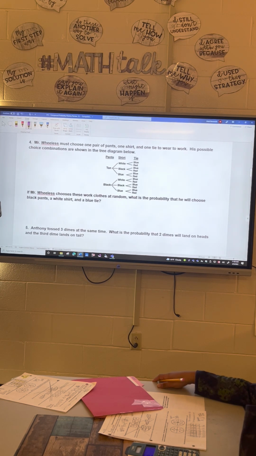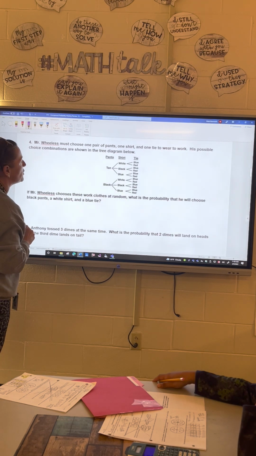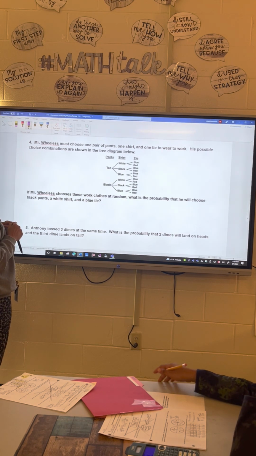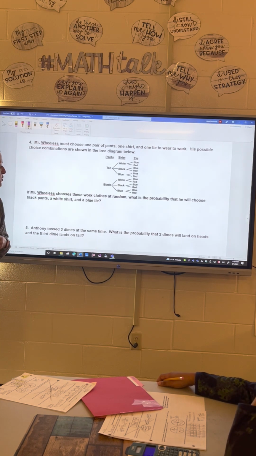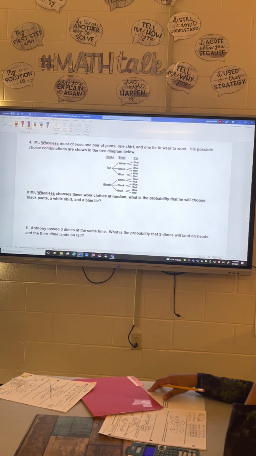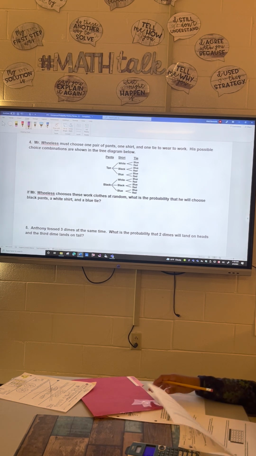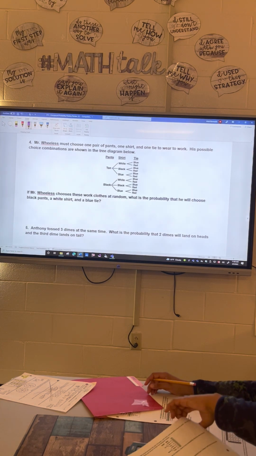Number 4. Mr. Wheelis must choose 1 pair of pants, 1 shirt, 1 tie to wear to work. His possible choice combinations are shown in the tree diagram below. If Mr. Wheelis chooses these work clothes at random, what is the probability he will choose black pants, a white shirt, and a blue tie?